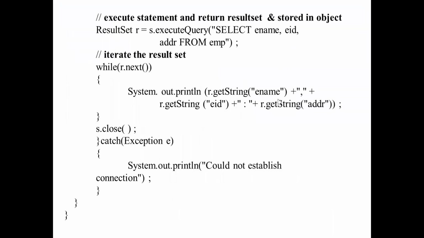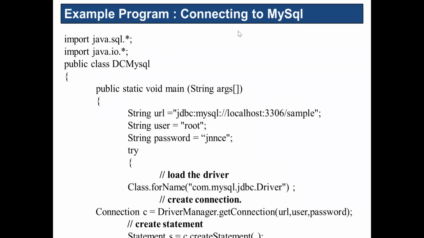Today we will start with how to connect to a MySQL database. It is very simple, the same type. I have to import java.sql.*, and we can import the input output as well. The public class, that is the name of the class, I can write as DC MySQL. Then we start with public static void main, String args, so I can establish the connection to the MySQL database.